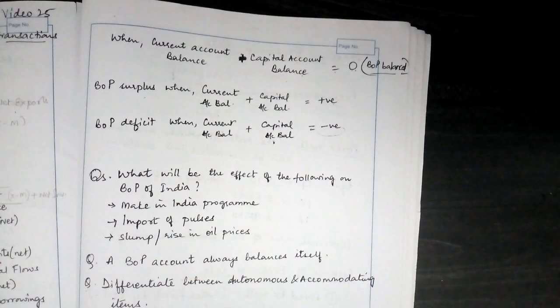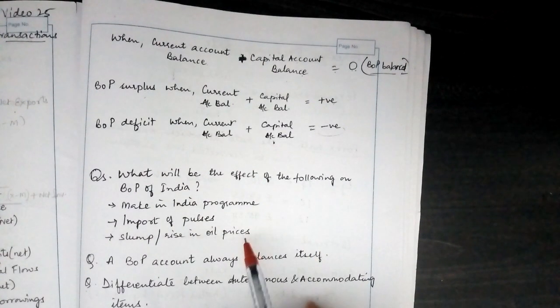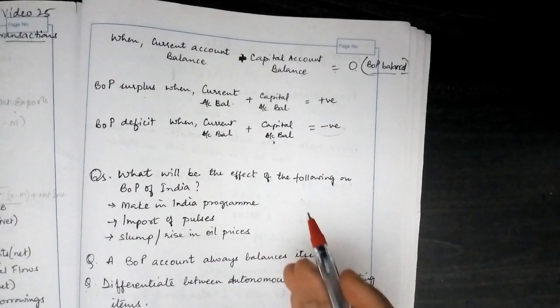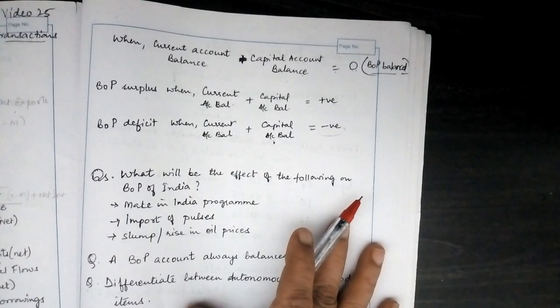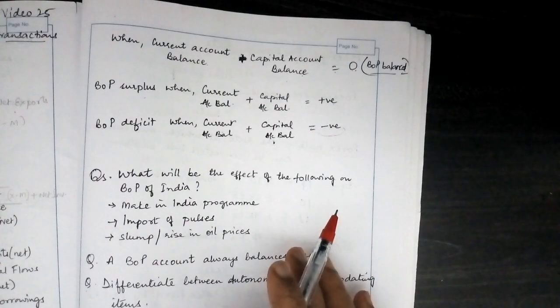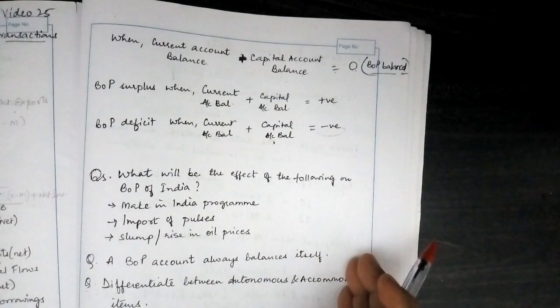Then the third one is slump or rise in oil price. A fall in oil prices means that India will be able to save foreign exchange even when the quantum of import is not reduced. So the current account deficit will be managed. This will help in improving India's current account deficit.